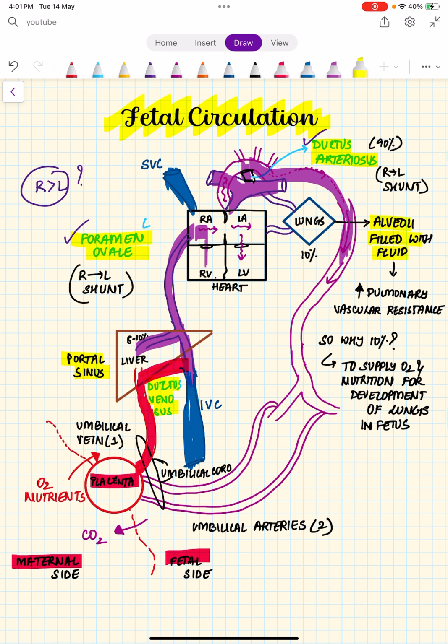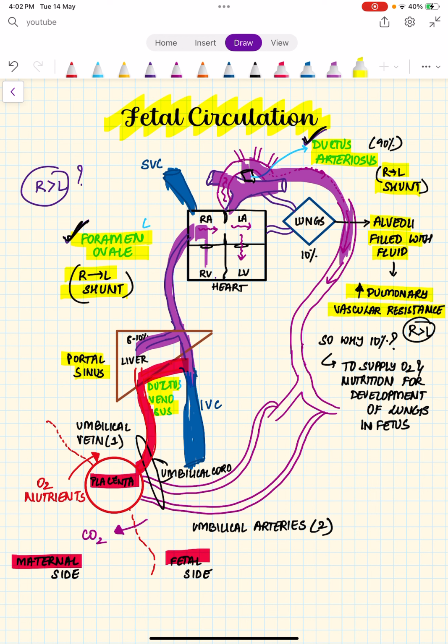This is because the alveoli in the fetus are filled with fluid in the lungs. This causes an increase in the pulmonary vascular resistance, which causes the pressures on the right side to be more than the left side, thus helping both foramen ovale as well as ductus arteriosus to function as right to left shunts.